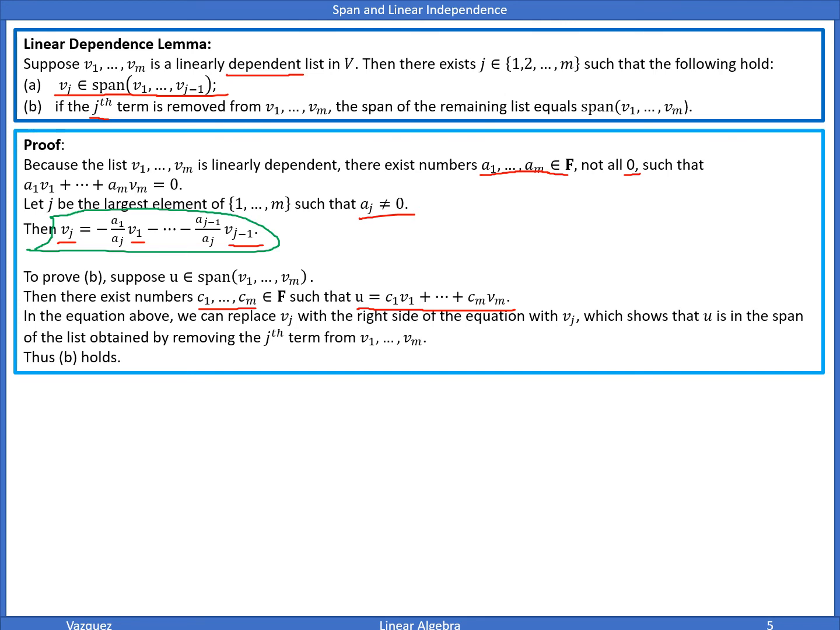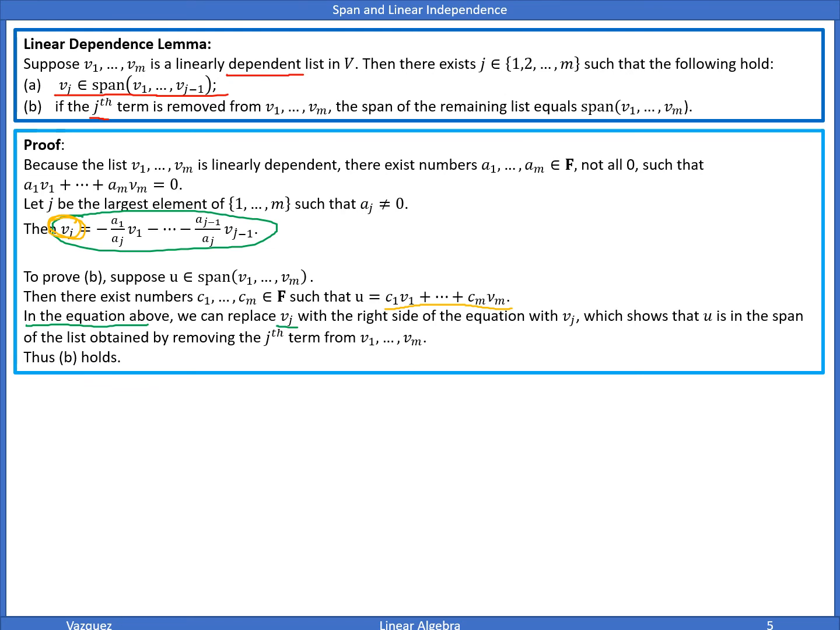But what we're doing is, let me make this clear. So let me erase here to make this clear. In the equation above, meaning this one here, we can replace Vj. So this Vj over here, I'm circling in orange, we can replace it with this here.